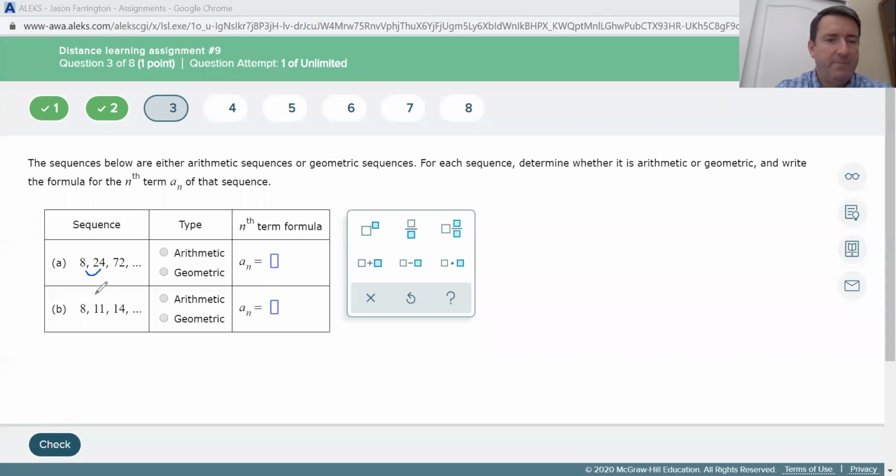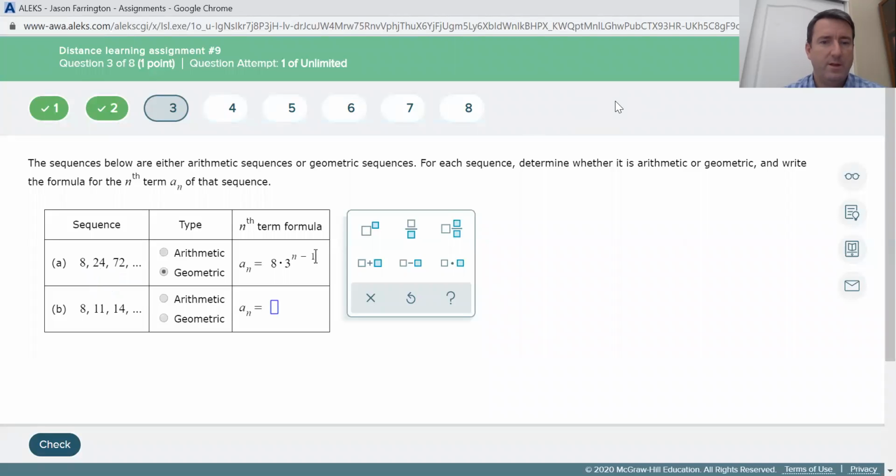24 divided by 8 is, what would that be, 3. And 72 divided by 24 is 3. So that is geometric. And remember, the explicit formula for a geometric sequence is the first term, which is a sub n equals the first term times the common ratio, which is 3, to the n-1 power.